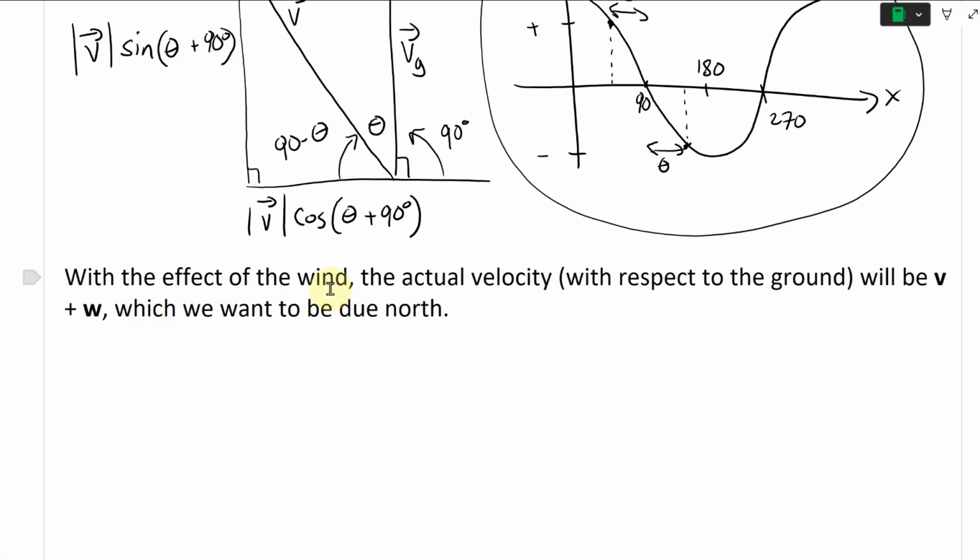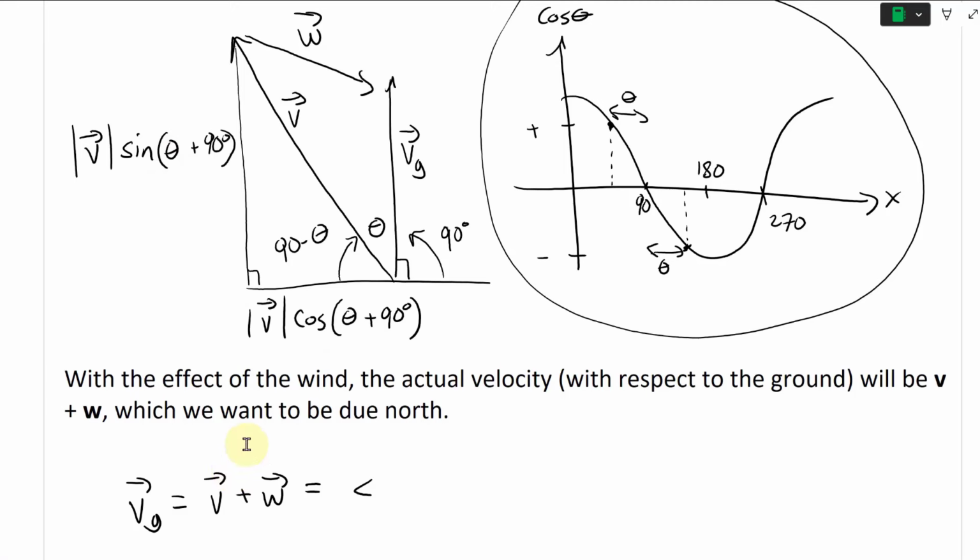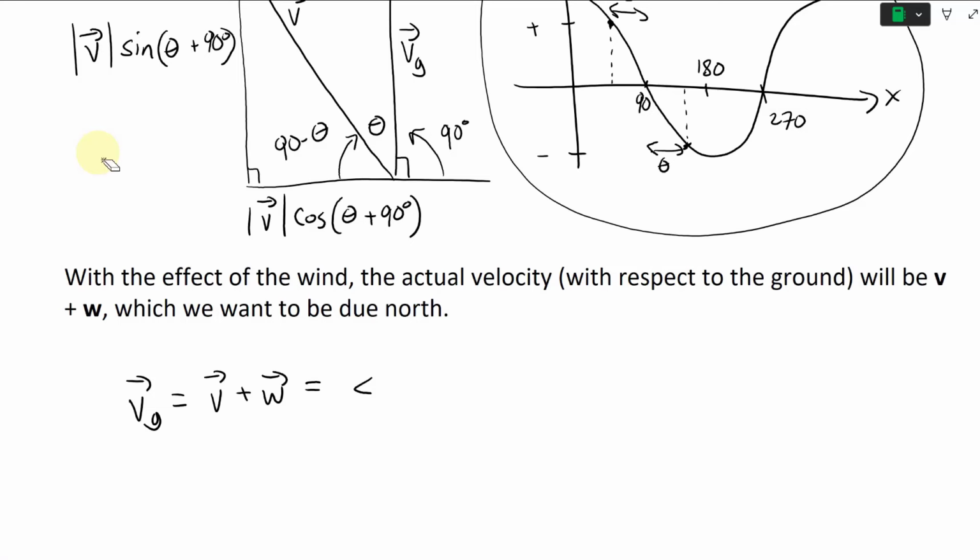So basically, continuing further, with the effect of the wind, the actual velocity with respect to the ground will be v plus vw. So vg is there, which we want to be due north. So what we'll do is vg is equal to, and again add the vectors, v plus w. Let's write it out in component format, or vector bracket format. So v here is going to be the absolute value of v. This is 180. I'll just write it all down quickly. So 180, and then sine like this, and we need to find out that angle.